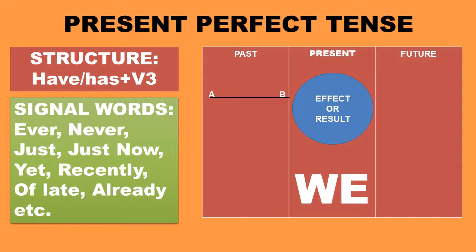One example of this is, say for example, you got hurt yesterday. So the action started and completed yesterday itself. But the effect or the result is still there. You still have the pain. So that is the effect of the action of you getting hurt. In that case, we use present perfect tense.